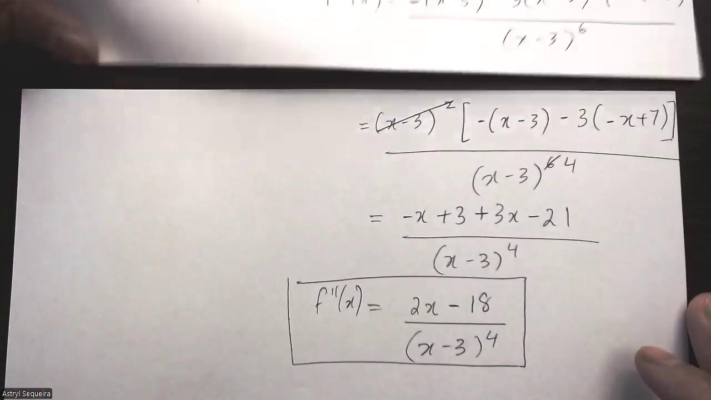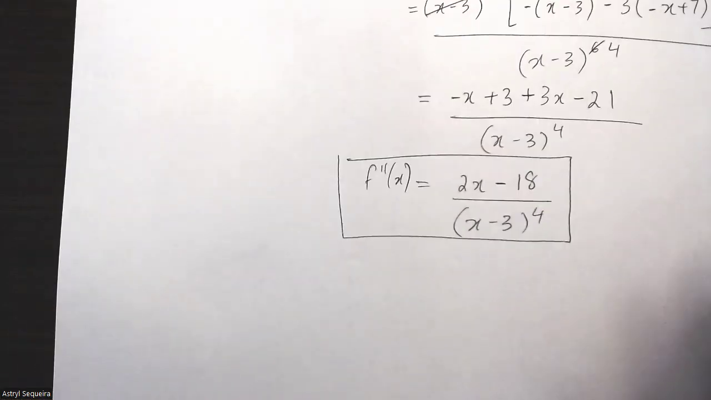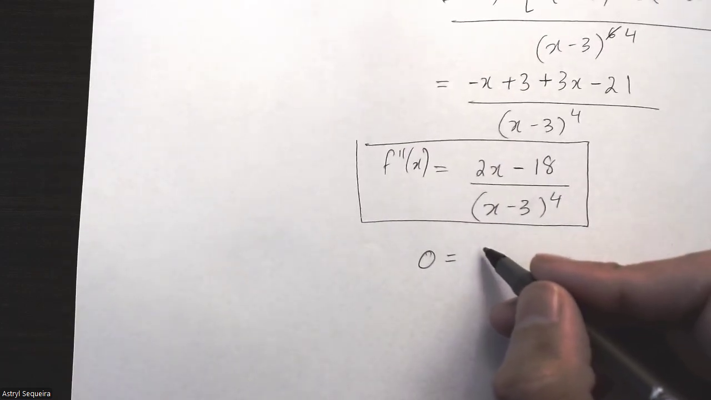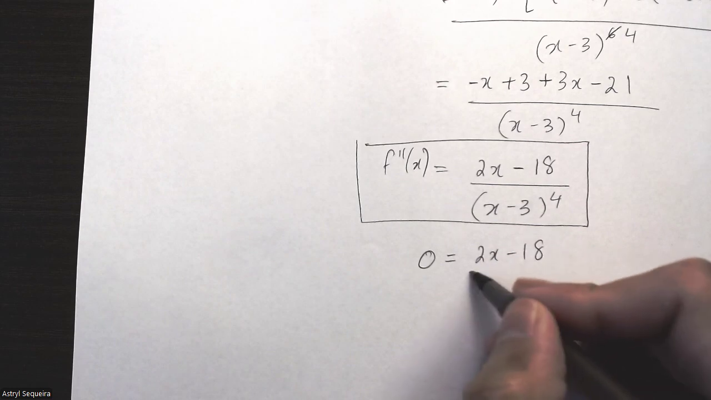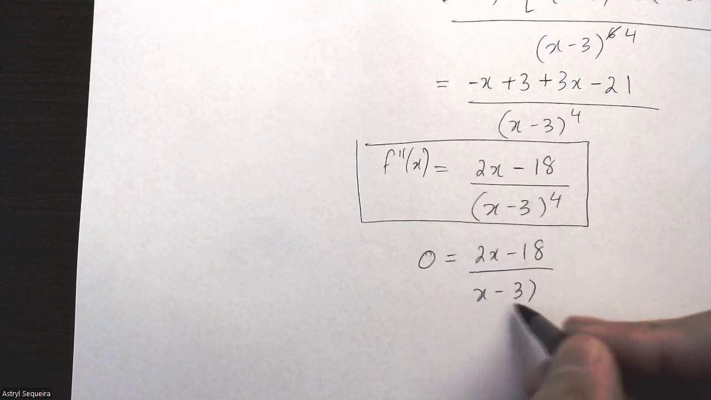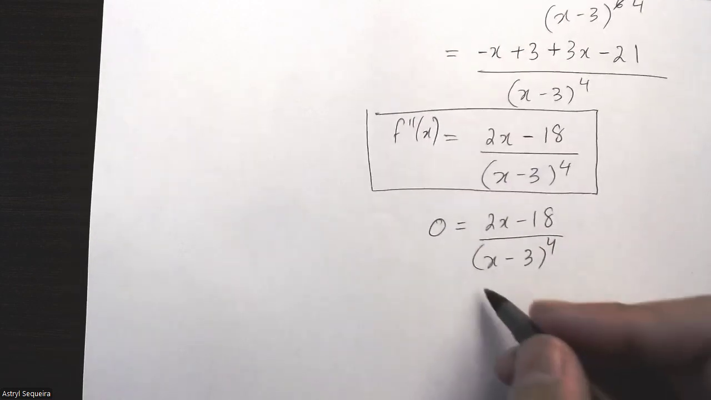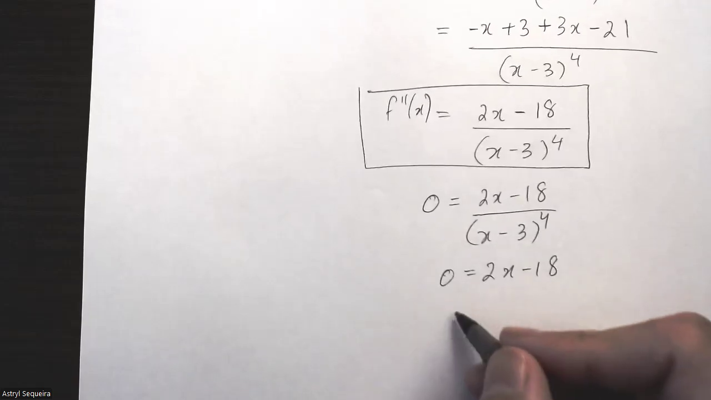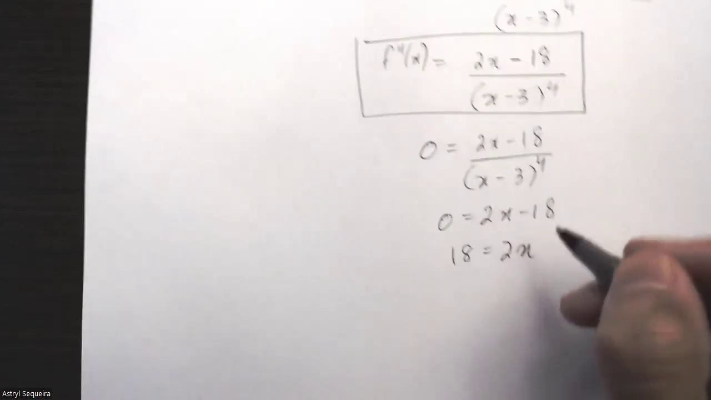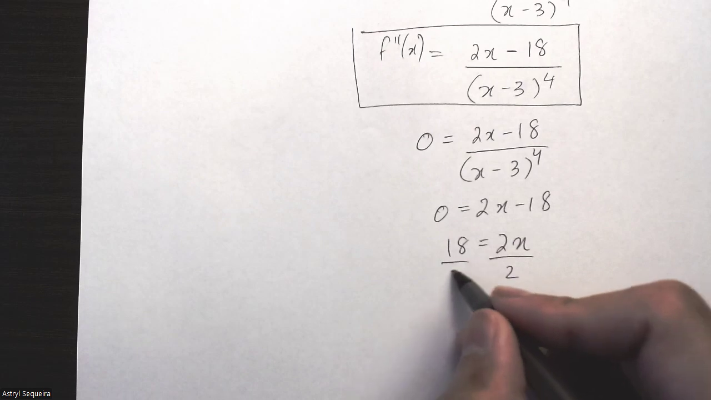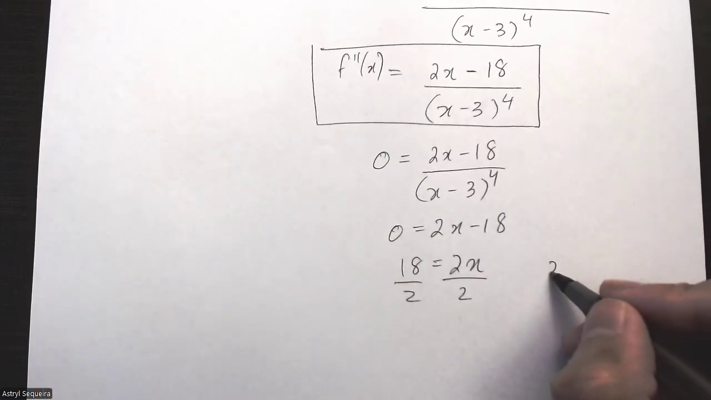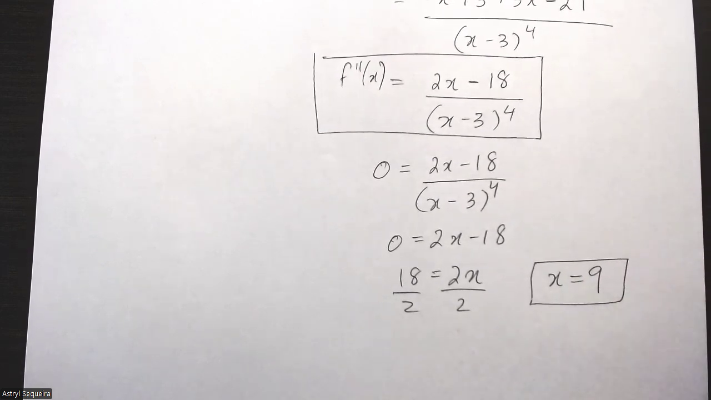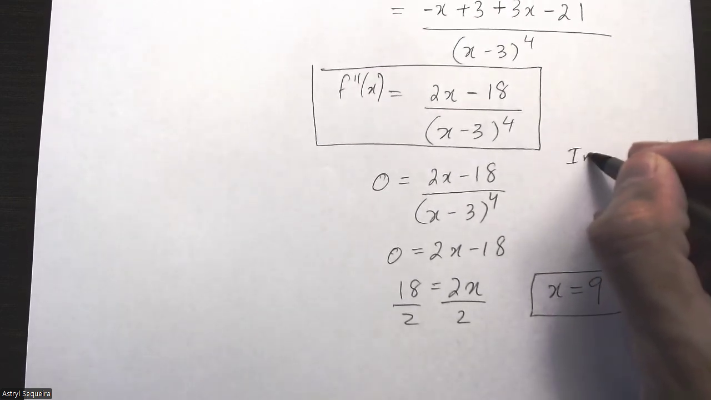I'm going to make it equal to 0 and solve for my inflection points. Again, the bottom just cross multiplies and disappears. So I just have 0 equals 2x minus 18. Move that to the other side. So 18 equals 2x. Divide by 2, which gives me x equals 9. So this is my x value of my inflection point.